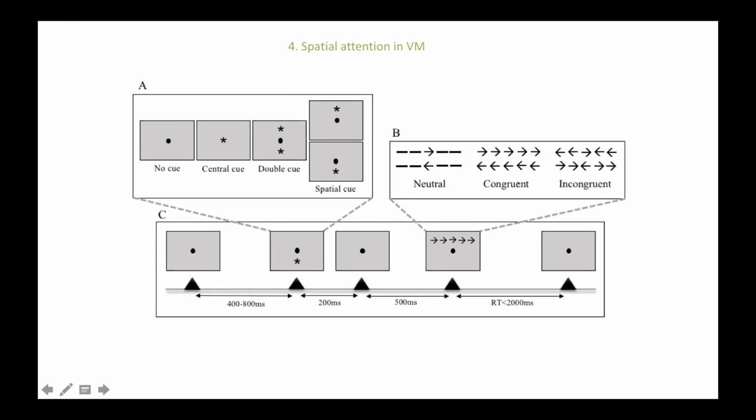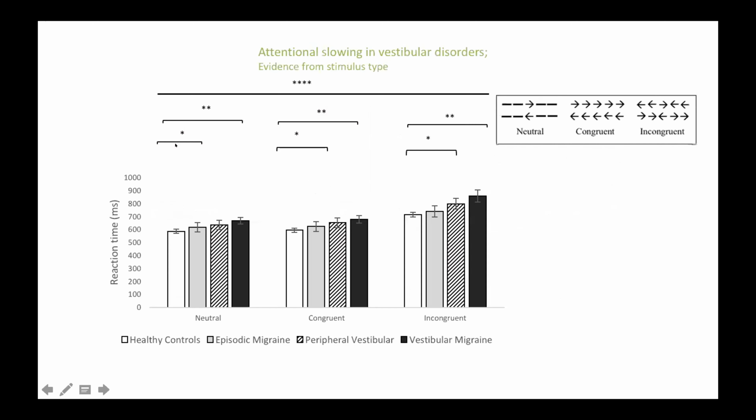And here in the congruent, this is the easiest because the flankers provide additional cues. And this is somewhere in the middle. And with respect to here, the spatial cue provides the fastest reaction time. And as you might expect, the no cue provides the longest reaction time.